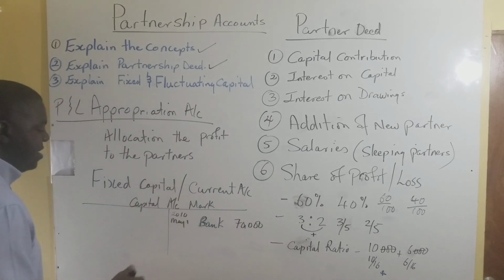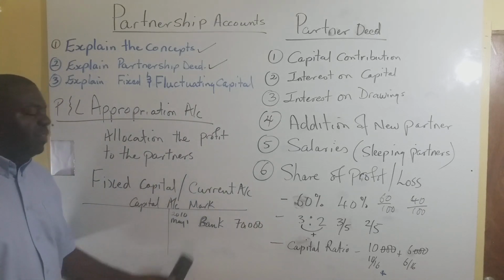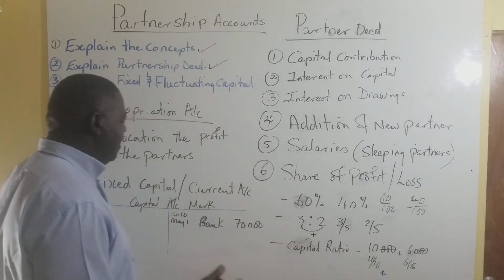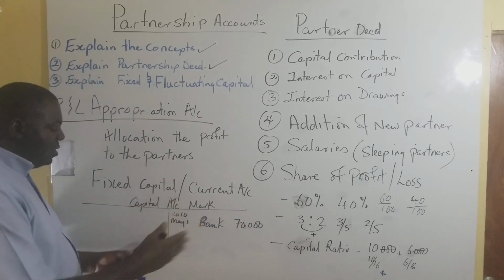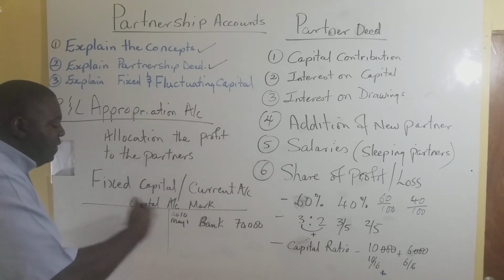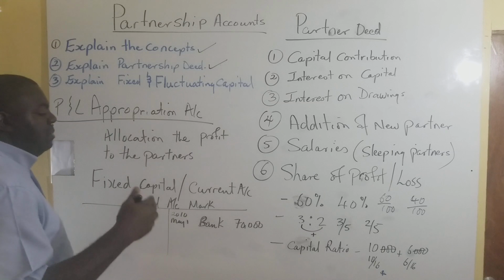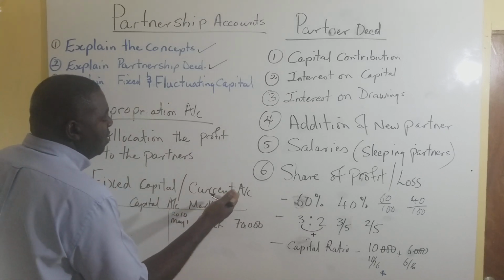So every year, nothing will be done to this account. Once it is entered into the general ledger, right? Nothing is done to it. There's no adjustment, so it remains fixed. But where the adjustment will be done is through the current account.